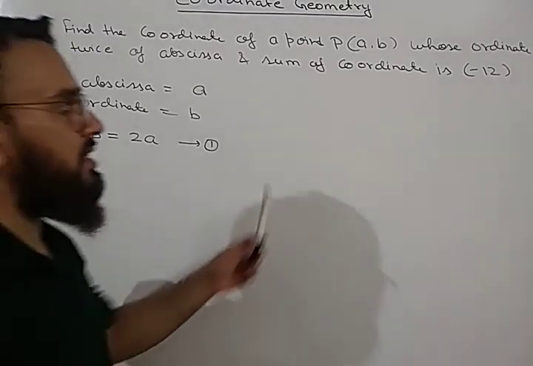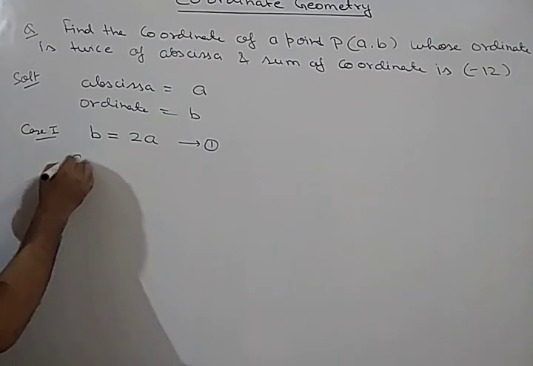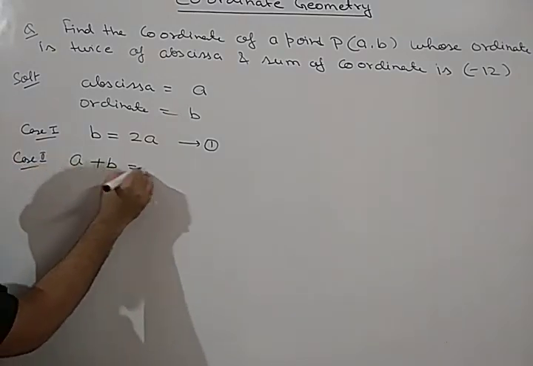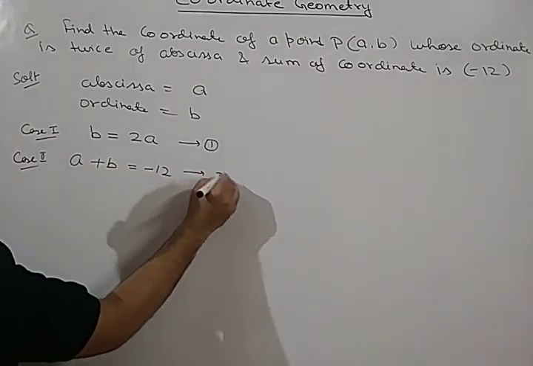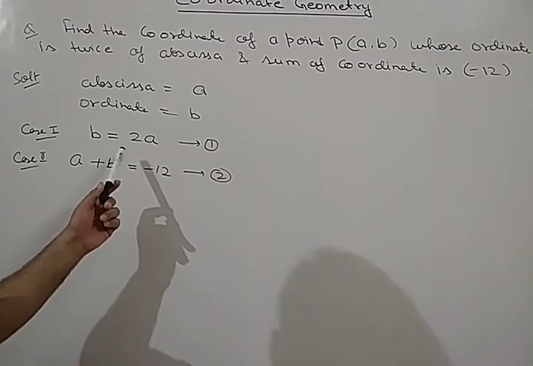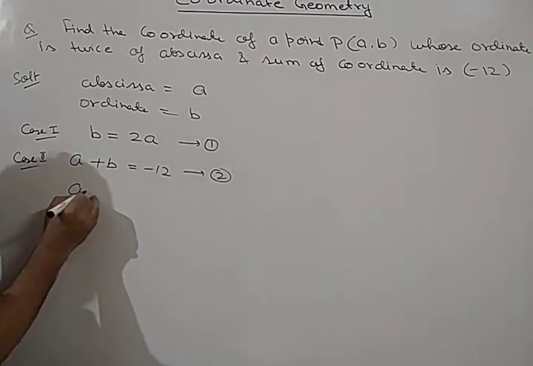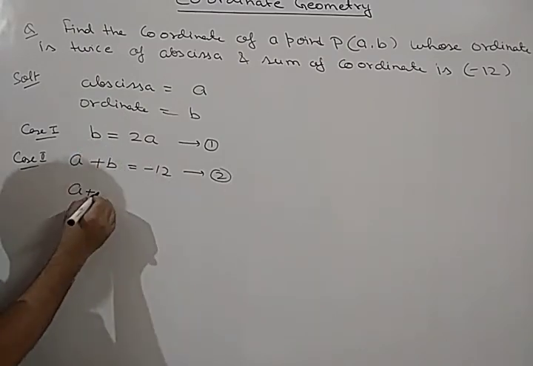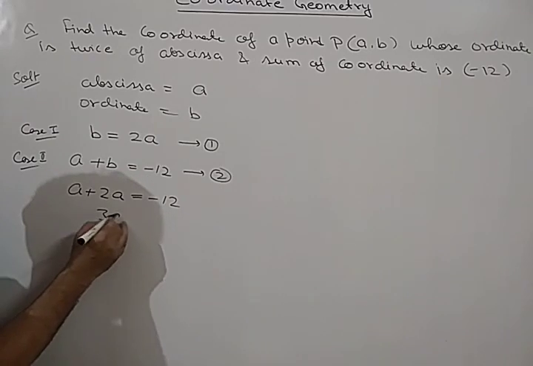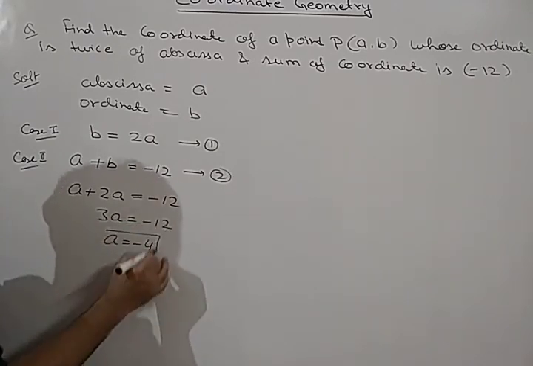And what the second point is given? Sum of coordinate is -12. It means the sum of A plus B. This is our second case. A plus B is equal to -12. This is equation number 2. Clear? Now if we put the value of B from equation 1 in equation 2, we will get A plus, at the place of B we can write 2A. So it will be A plus 2A is equal to -12, or 3A is equal to -12. So A will be equal to -4.